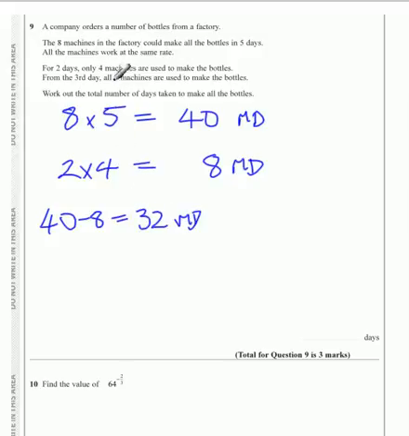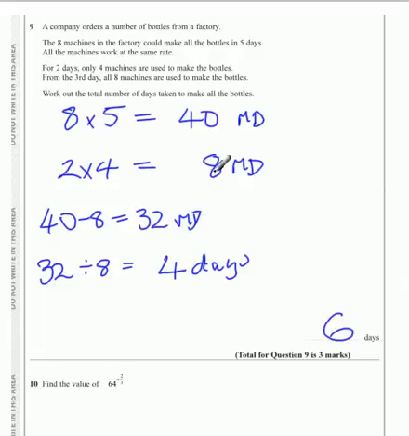And then we've got all 8 machines working for the remaining days. So what we can do is 32 divided by the 8 machines we've got working, which is going to give us 4 days. So after the first 2 days, when we have only the 4 machines working, once we've got all 8 machines working, it's going to take 4 more days. So 2 days plus the 4 days gives us 6 days in total.